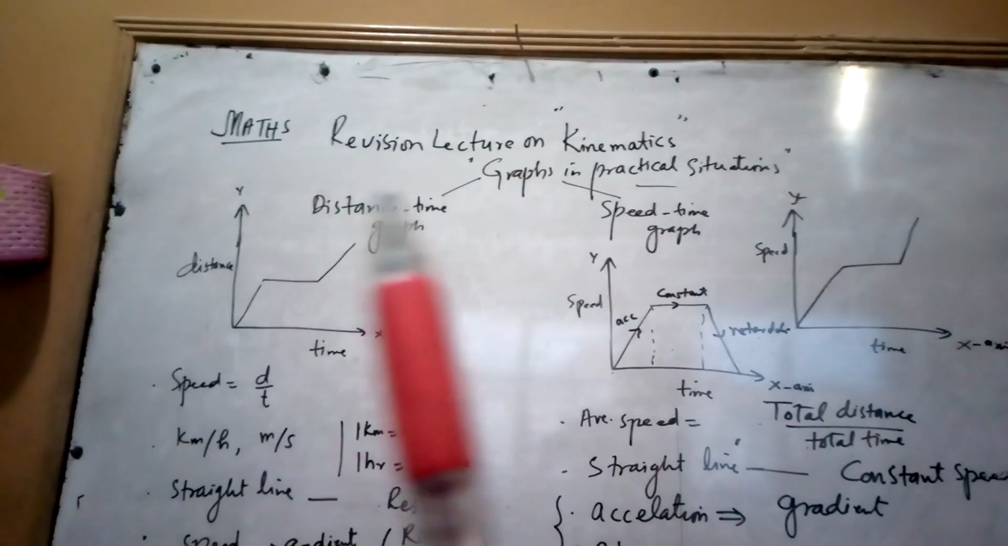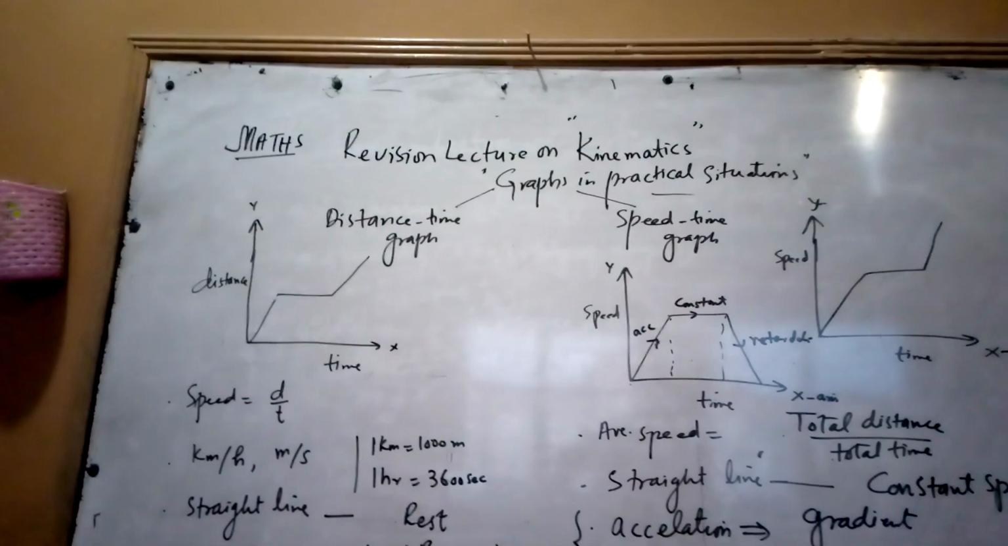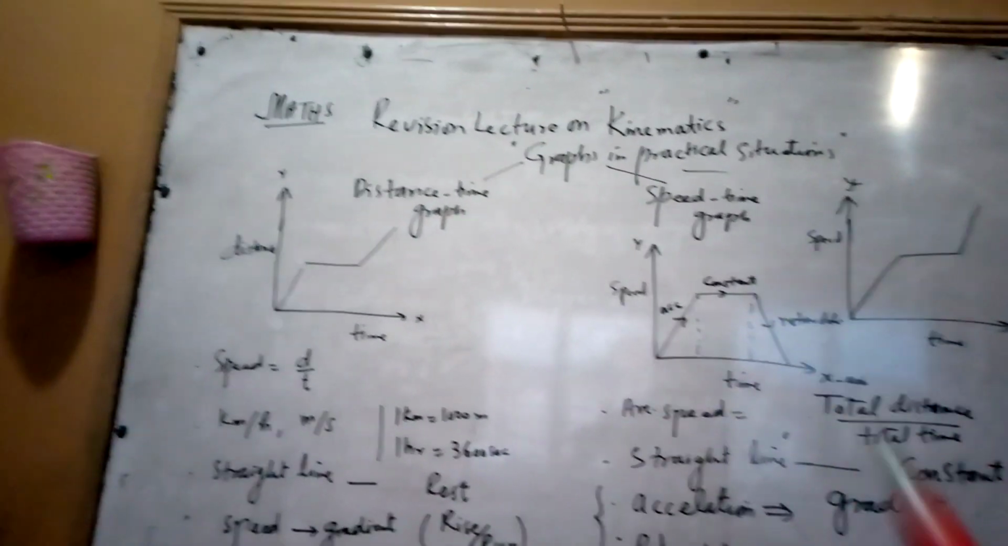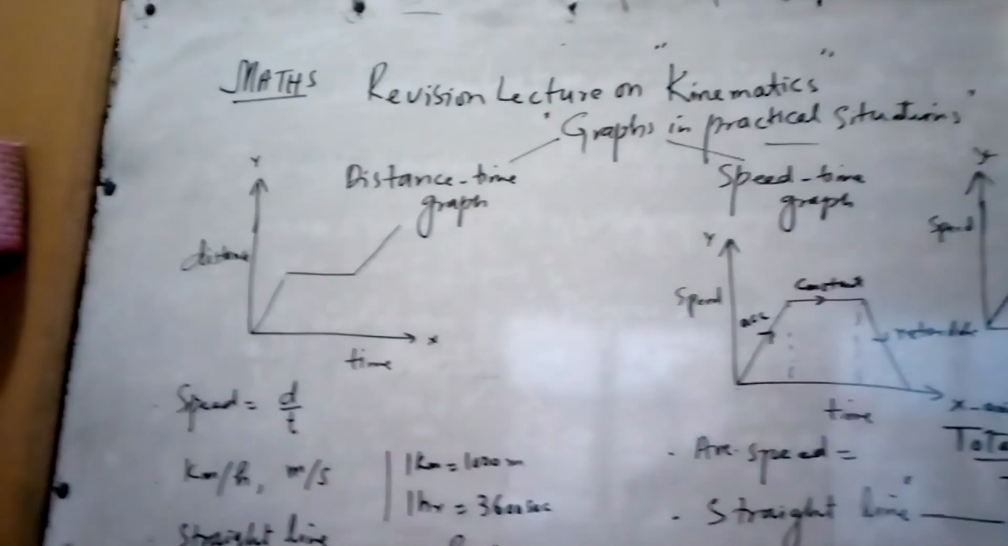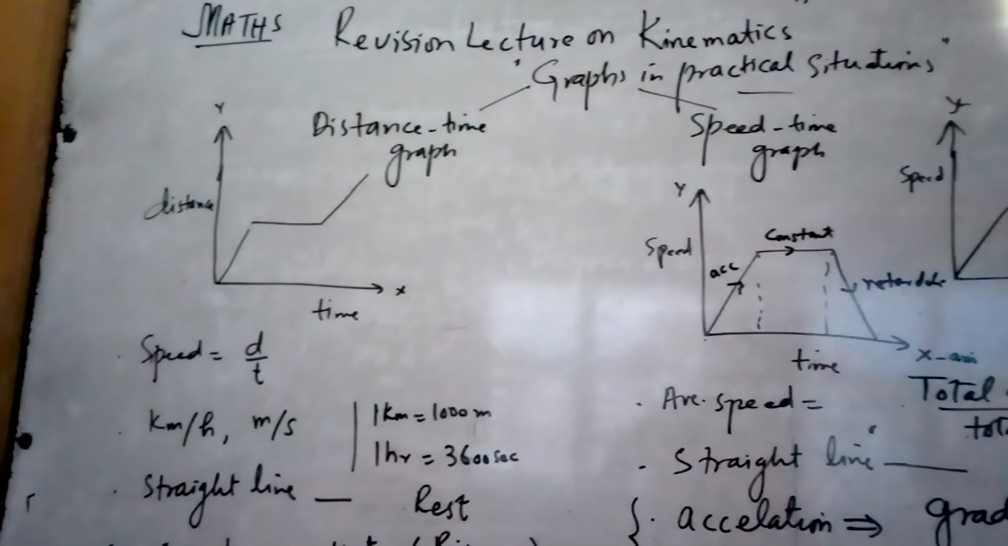Students, we are going to discuss the topic that is lecture under revision. Kinematics, basically this is graphs in practical situations. In graphs in practical situations, there are two types of graphs: the distance time graph and the speed time graph.